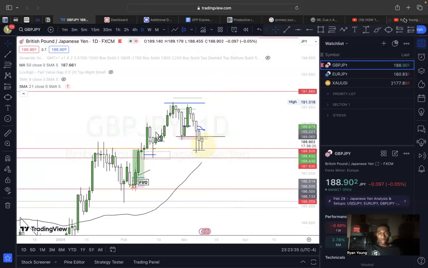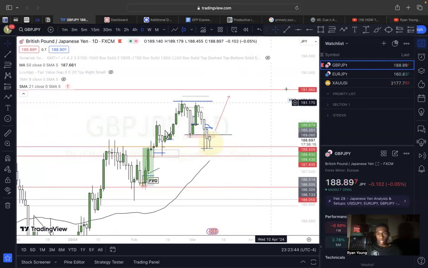Let me add this really quick. Let me add this arrow indicating where I expect price to move later on into the week.